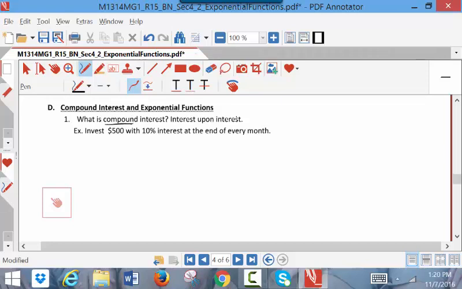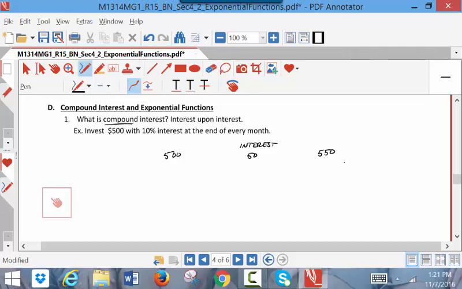If you invest $500 in the bank and you don't touch it, and they promise you 10% interest, which is very unreal, but it's just easy to make the computations, okay? They're promising you 10% interest at the end of every month. So in other words, you start with $500, then they tack on interest. Well, 10% of 500 is $50 in interest, right? At the end of the month. So now the new amount that you have in the account is $550.